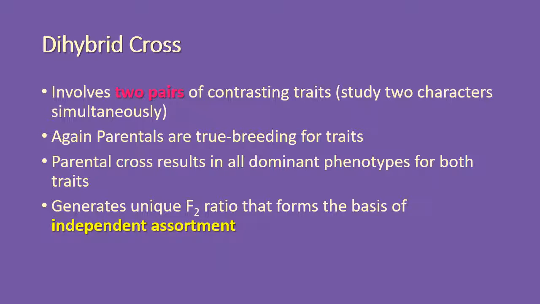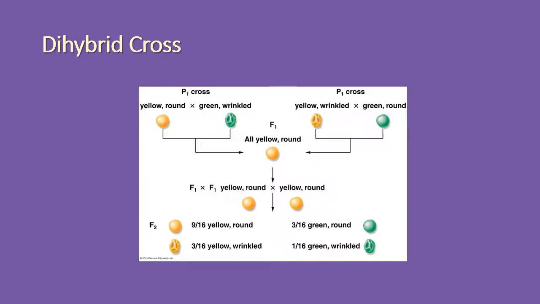And then in the F2 generation, both of the recessive traits show back up again, and in a very predictable way that led Mendel to form his postulate of independent assortment, which we'll be talking about shortly. So when you look at this cross, notice these are two different crosses. You have yellow and round, which are two dominant traits, and green and wrinkled, which are two recessive traits. And when you cross those two, you get all yellow round.